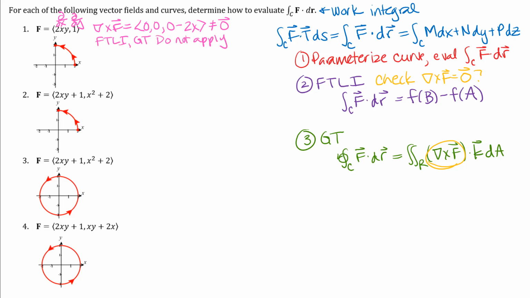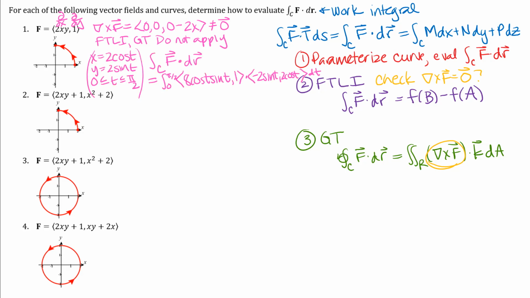So the best way to do this problem would be to just parameterize the curve and evaluate the line integral. When you set up that integral, you'll substitute your x and y equations into your vector field equation. You'll calculate your dr based on the parameterization of your curve, using r of t equals x comma y, do the dot product, and evaluate the line integral.